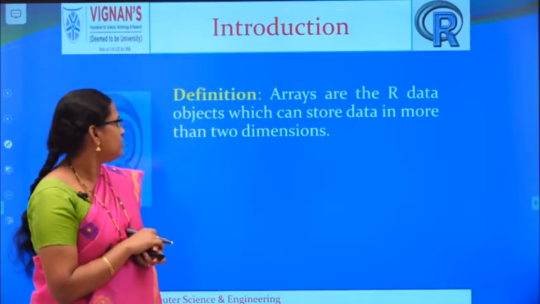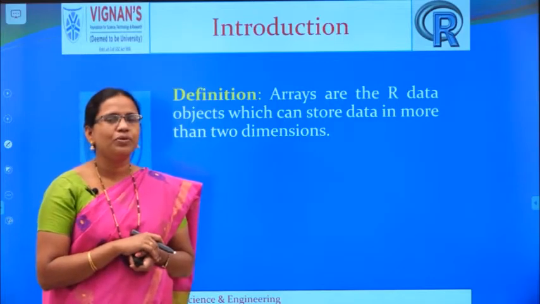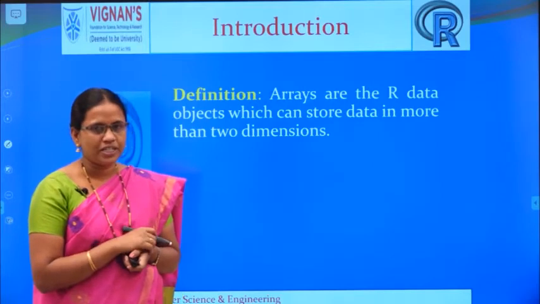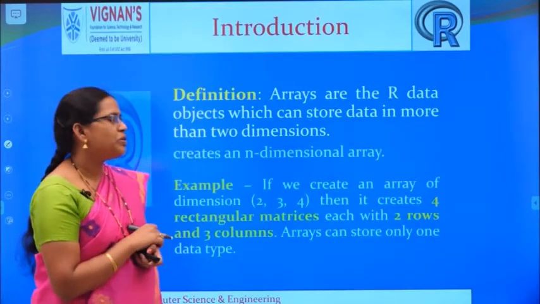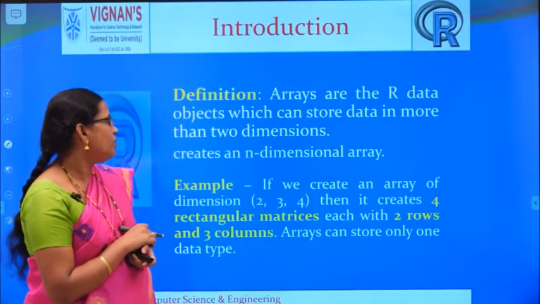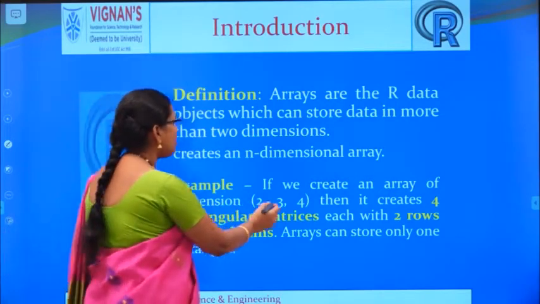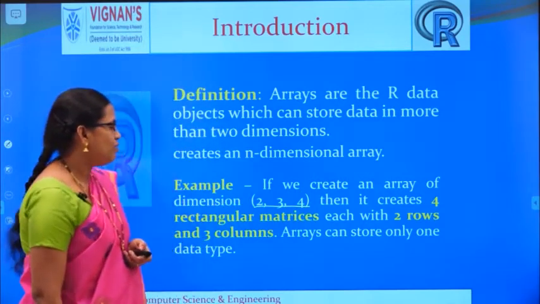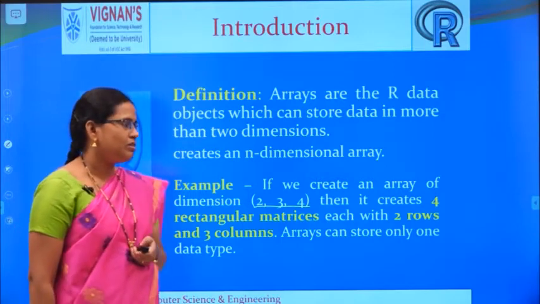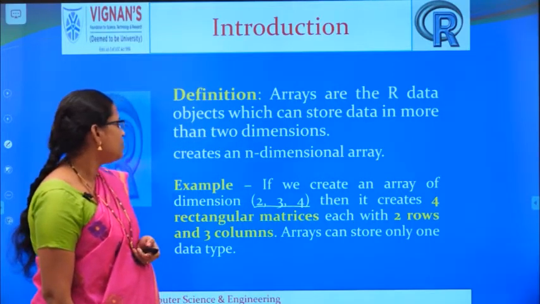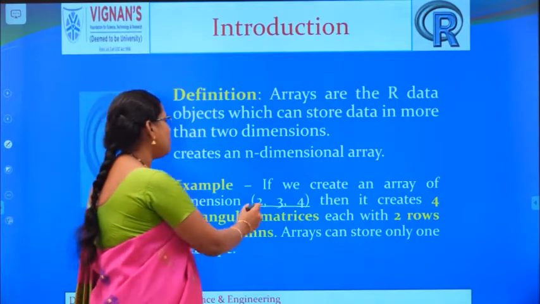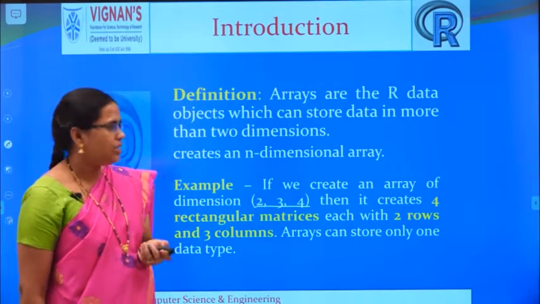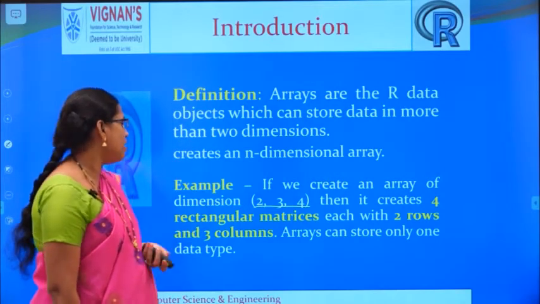An array is a data structure which stores data in more than one dimension. This type of data object creates an n-dimensional array. For example, if we have a statement like 2, 3, 4, that means 4 matrices are going to be created, each with size 2 rows and 3 columns. So we will have 4 matrices, and each matrix contains 2 rows and 3 columns.